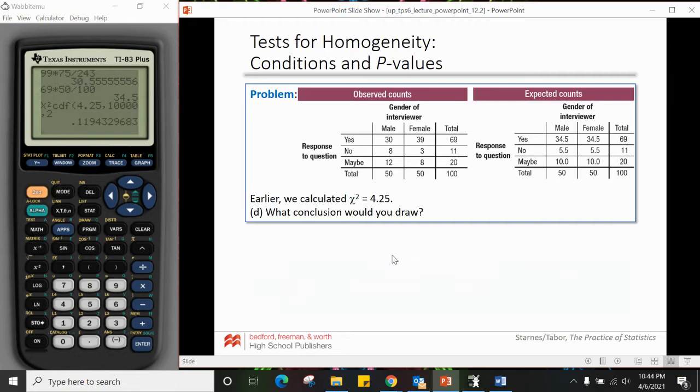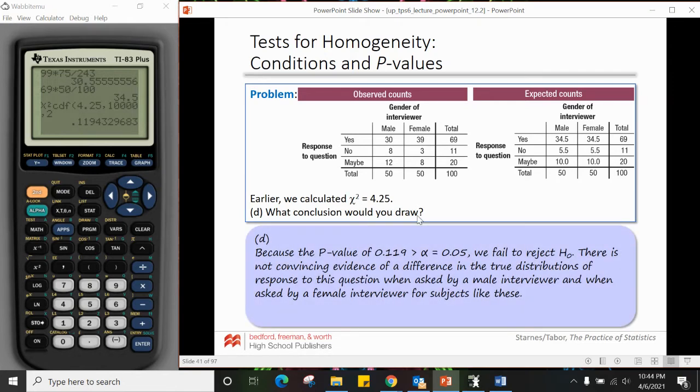Now they ask what conclusion you would draw, and this is where all of our first sentences should be almost identical. Because or since the p-value 0.119 is greater than alpha, which is 0.05, we fail to reject H naught. There is not convincing evidence of a difference in the true distribution of responses to this question when asked by a male interviewer and when asked by a female interviewer. So we fail to reject H naught, so there's not convincing evidence of a difference. Or we say there's not convincing evidence of HA.